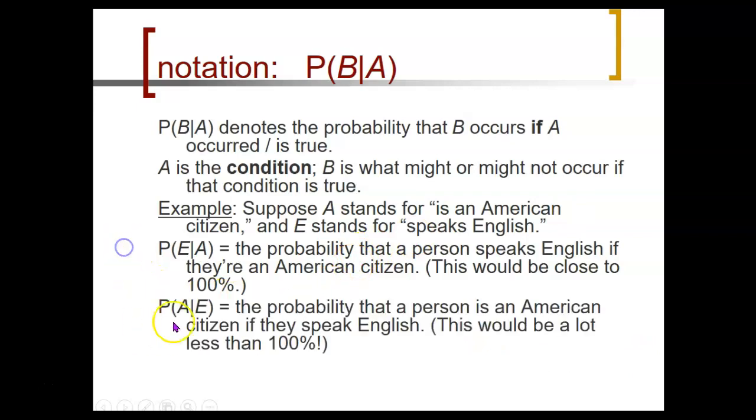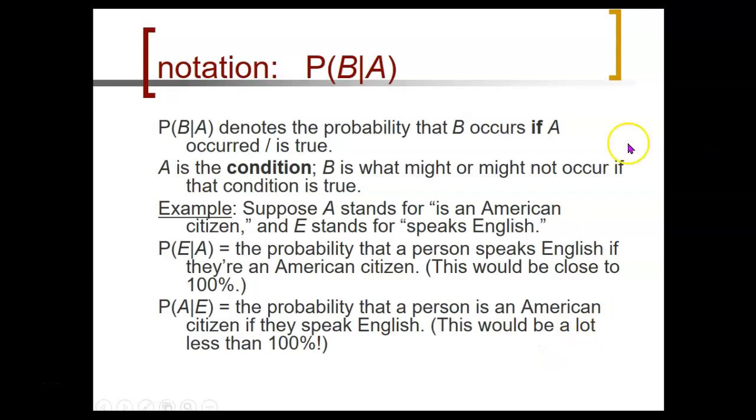But what if I turn it around and write P of A given E? That would represent the probability of somebody being an American if they speak English. So if all you know about somebody is that they speak English, under that condition, what's the probability that they are an American citizen? I don't know, but it's a lot less than 100%. Just because somebody speaks English doesn't mean they're an American citizen, because lots of other people around the world speak English too. People in England speak English. People in Canada, people in Australia, people in all sorts of places speak English as a second language.